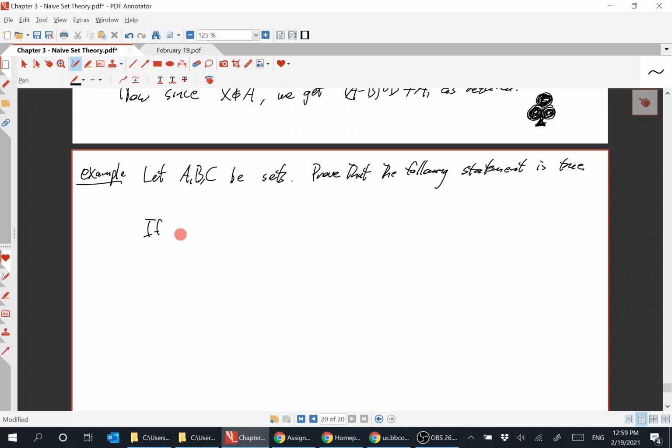If A intersection C is the empty set, then B minus A union C is equal to B union C minus A. Now, in general, this is not the case. These two things are not equal. We're assuming that A intersection C is the empty set.